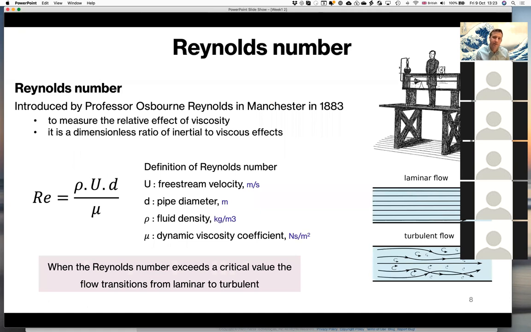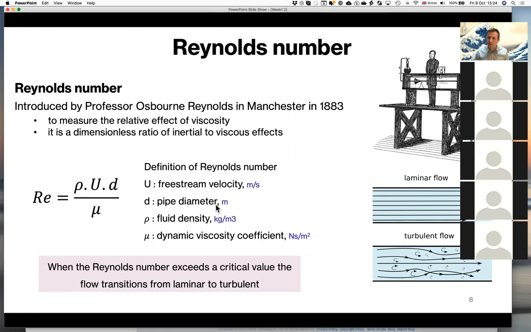So I'll go back to the slide that I skipped, and this is something that we brushed on last time, and you're going to go into much more detail later on, but I thought it was worth introducing it to you now. So the Reynolds number is a measure of the relative effect of viscosity on a flow. It's a dimensionless ratio of inertial forces to viscous forces. What that means is that when you have a very high Reynolds number, your inertial forces dominate. When you have a very low Reynolds number, your viscous forces dominate. And all you need to approximate a Reynolds number is a velocity, a length, in this example the pipe diameter, and then fluid density and the fluid viscosity.